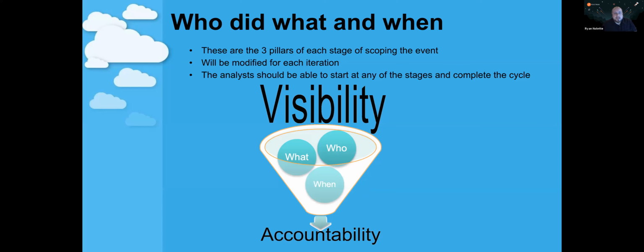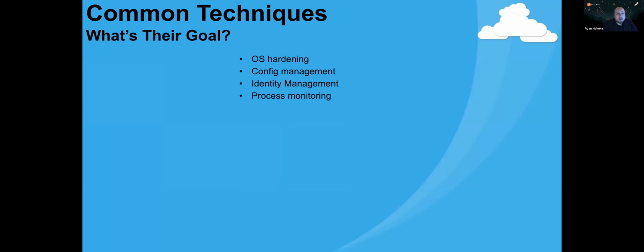And I know that's a very simplistic example, but I want to clearly explain those three tenets because they're going to be important and kind of be a reoccurring theme throughout the rest of the presentation. So, some of the common techniques for gaining visibility in your environment are mainly pulling logs, OS hardening, configuration management, identity management, process monitoring, all those different services that you are using in your environment.